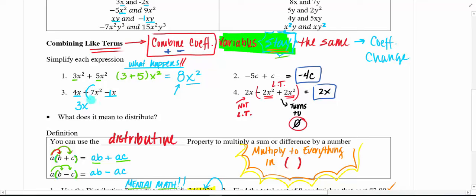And then this part, nothing happened to it. So we just drop it down. We can't combine it in, right? Because it's not a like term. It's an x squared. So we can't combine it in. So it just comes through. It's a positive 7x squared. So we'd write it like this.